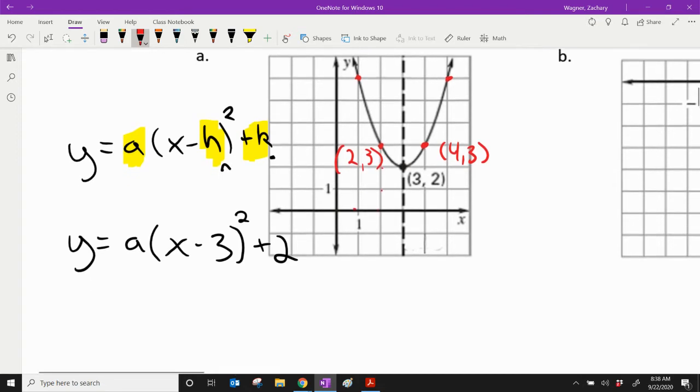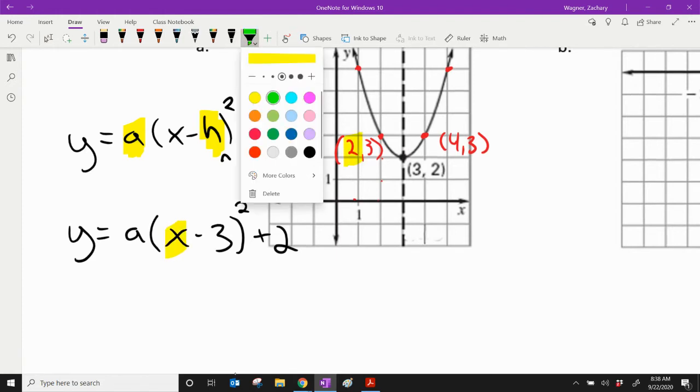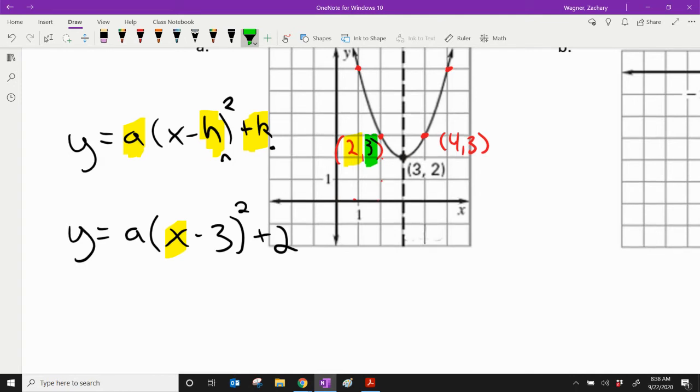So we're going to plug in (2, 3). The x value is 2, so I'm going to plug that in for x. The y value is 3, so I'm going to plug that in for y. And then you're going to solve for a. So y is 3, because I'm using my point (2, 3). You could have also used (4, 3), but like I said, smaller numbers in general are always better. x is 2.